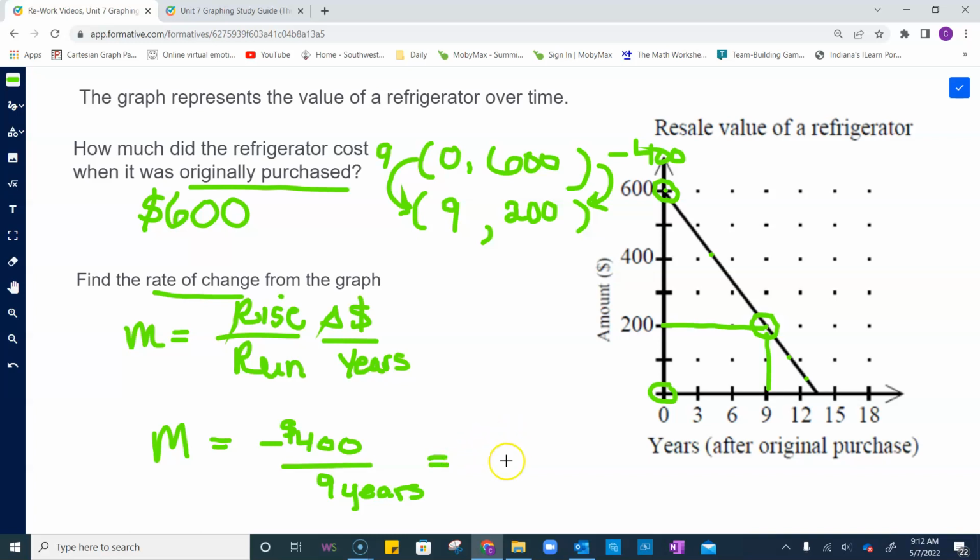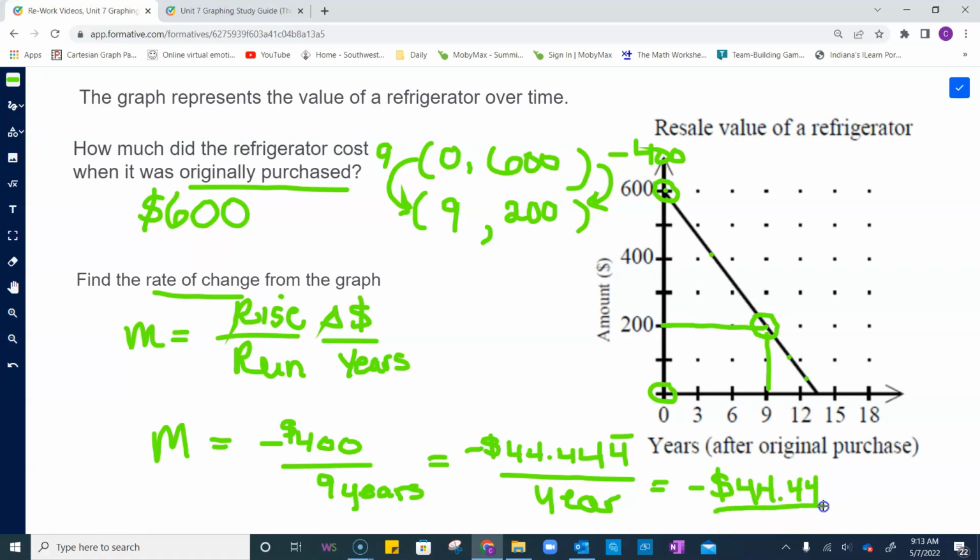As a unit rate, you would express it as it goes down, and when you divide that, you get 44.44 repeating per year. And when you think about that, it's money, so we're going to round it. The negative sign comes before your dollar sign, and it's -$44.44 per year. So that's how much your refrigerator's value decreases each year. You lose $44.44 each year on it.